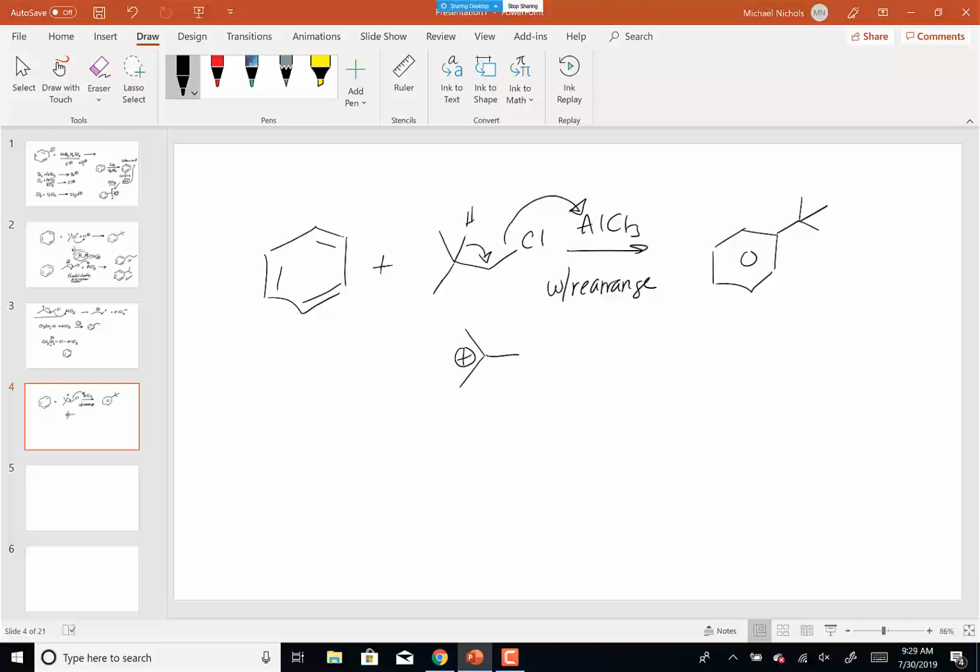So for Friedel-Crafts alkylation, number one, the name says it all. You're adding an alkyl group to the benzene ring. We need to basically use the aluminum trichloride to pull off the chlorine to make the carbocation, which then will add to the benzene ring. This can undergo rearrangements.